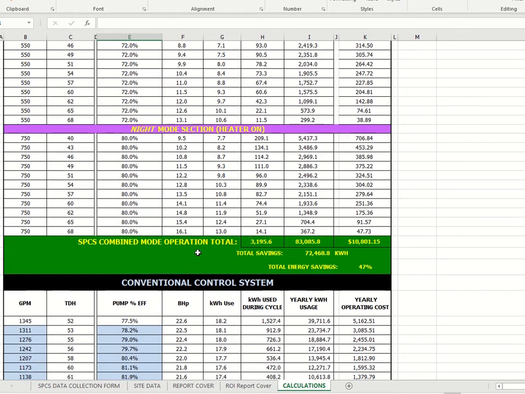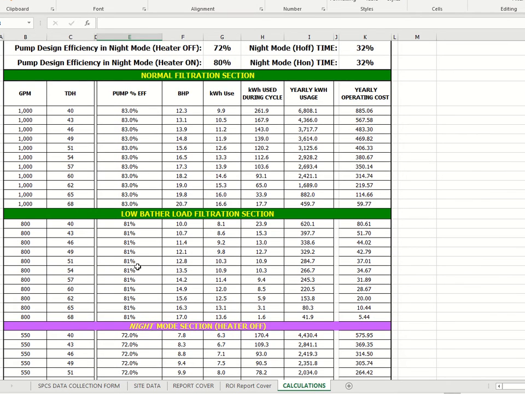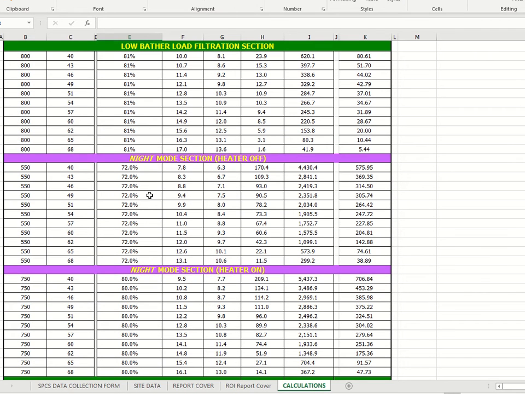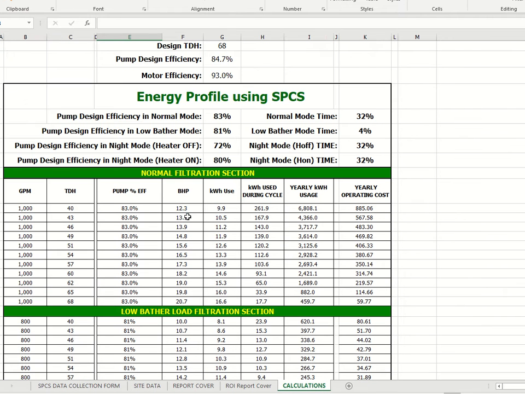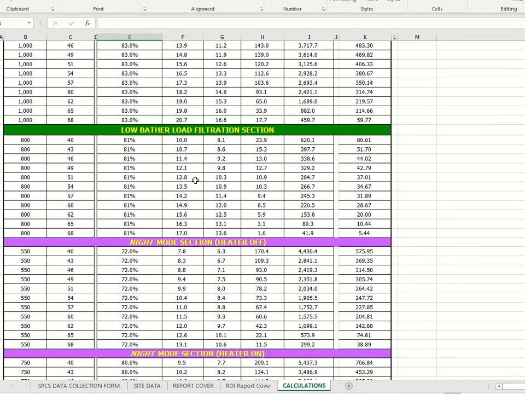The information above has already been calculated and filled in for the SPCS loads. It already knows based on our percentages from the previous pages, and so it's plugging in pump, GPM, TDH, efficiency. It's calculating the horsepower, kilowatts, how much is used throughout the cycle, and what the yearly operating costs are. And it plugs in all the information for everything that we have supplied.